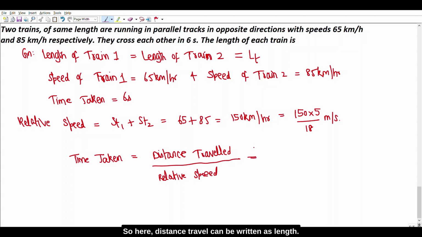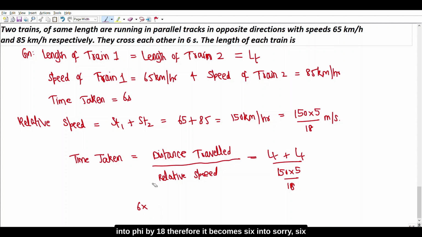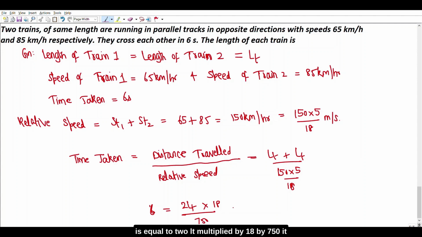So here distance traveled can be written as length of train 1 plus length of train 2. Therefore, LT plus LT, since both of them remain the same, divided by 150 into 5 by 18. Therefore, it becomes 6 is equal to 2LT multiplied by 18 by 750. It implies 750 into 6 is equal to 36 LT.